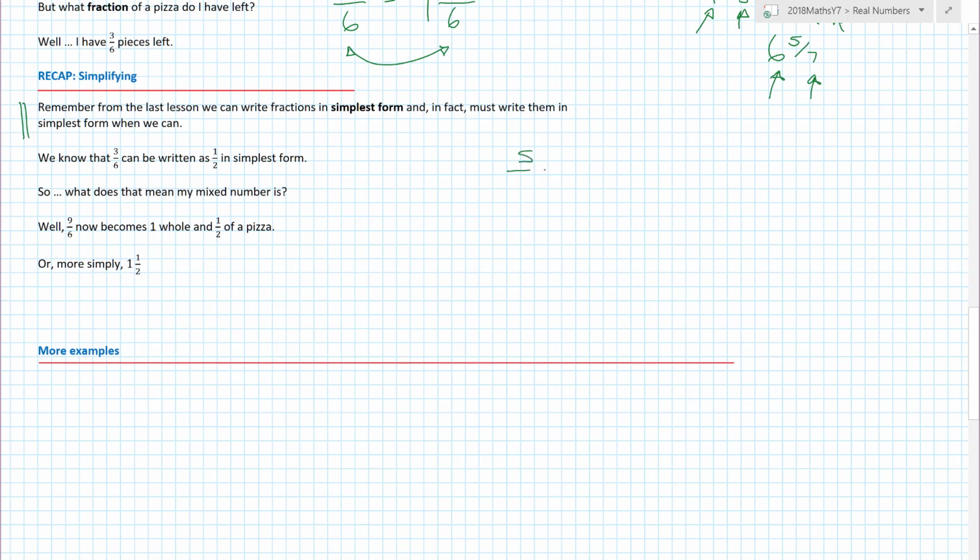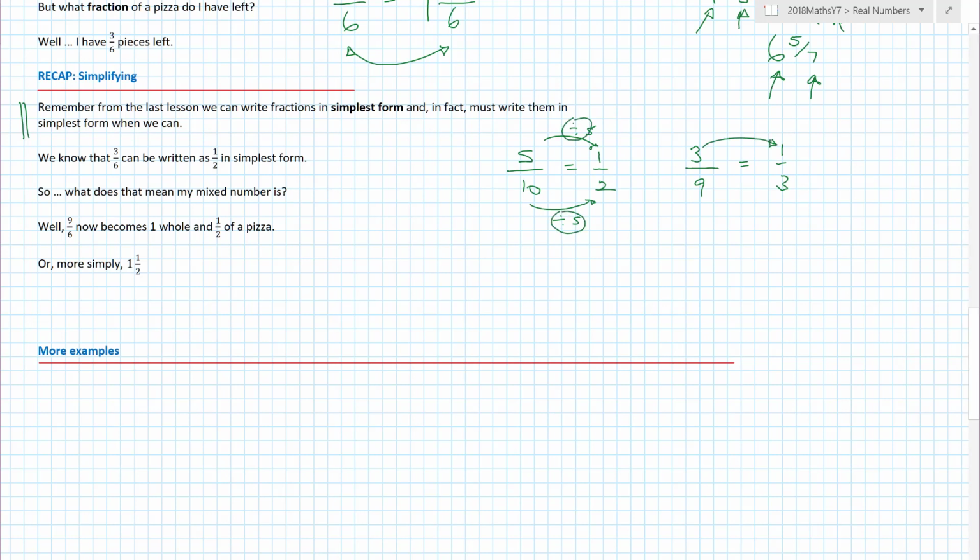So we said if we had 5 out of 10, that could be simplified to a half. If I have 3 over 9, that can be simplified to 1 over 3. Why? Because I can divide the top and the bottom by the same number. Now, when we are simplifying fractions, we need to divide the top number and the bottom number by the same thing. So as you can see here, I've divided by 5 and divided by 5.